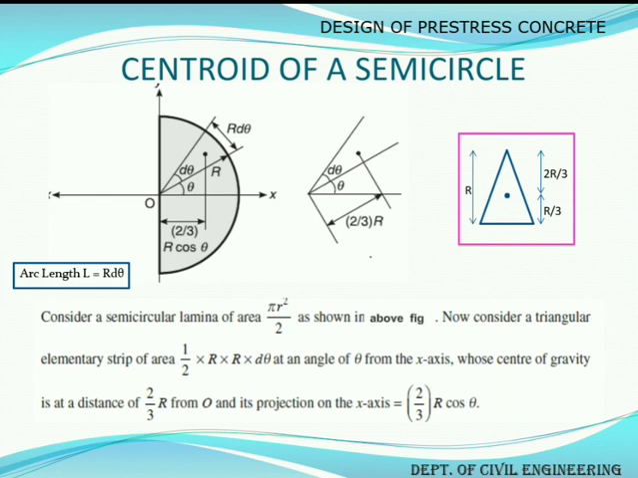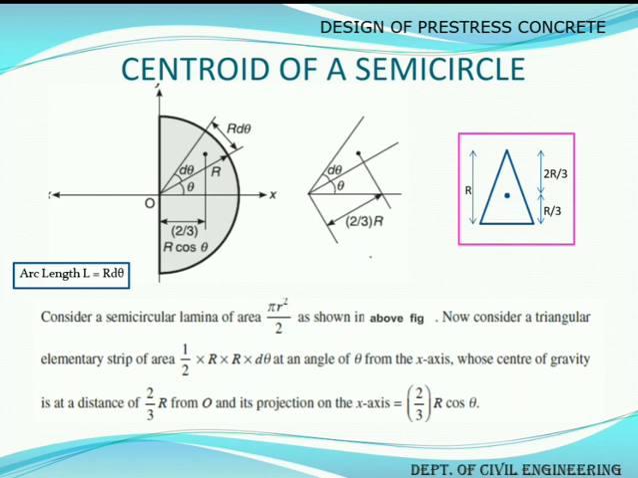The centroidal distance of this triangular element with respect to the apex of the triangle is at a distance 2 by 3 into r. So note down this point, which is very important, as it is mentioned here in the video in the last line, 2 by 3 r from O. Now next, this distance is inclined, but to find the moment we require horizontal distance in this case.